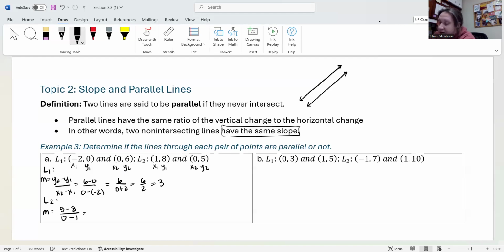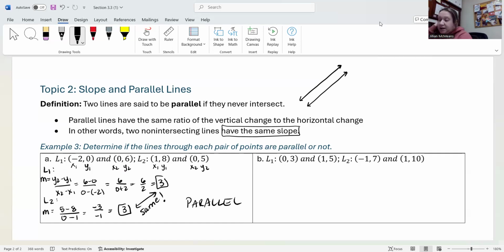Well, 5 minus 8, I forgot to write down the formula. 5 minus 8 is -3, and 0 minus 1 is -1. We get a slope of 3. Since the slopes are the same, we would say these two lines are parallel. So L1 is parallel to L2, and L2 is parallel to L1.